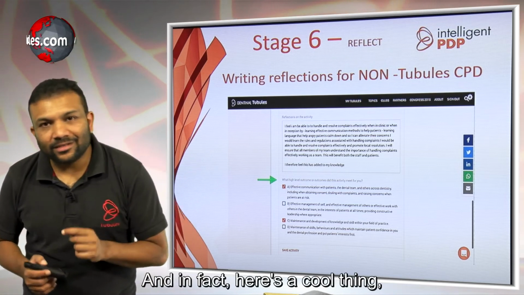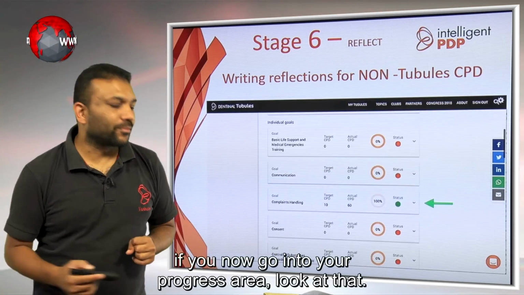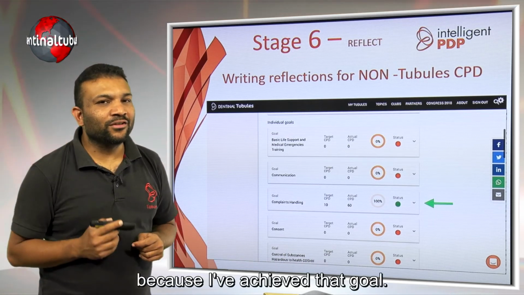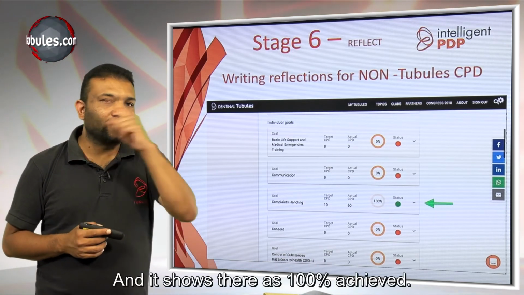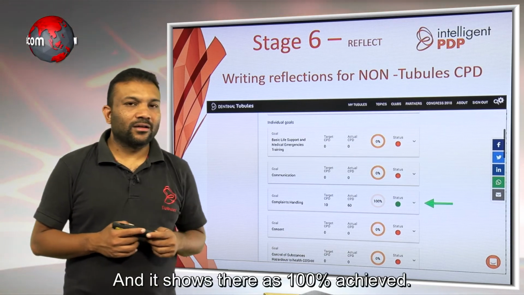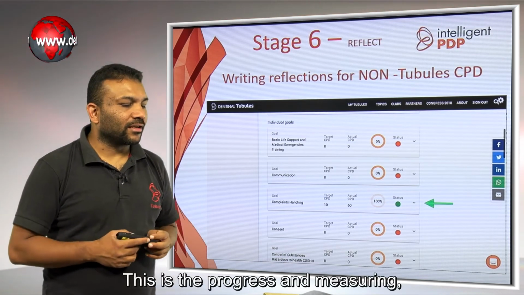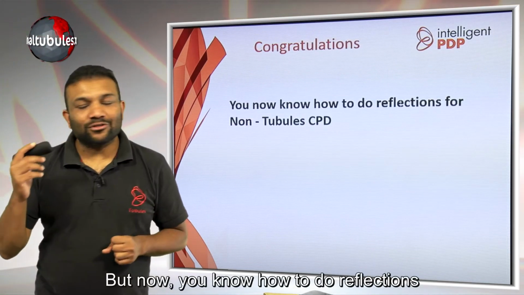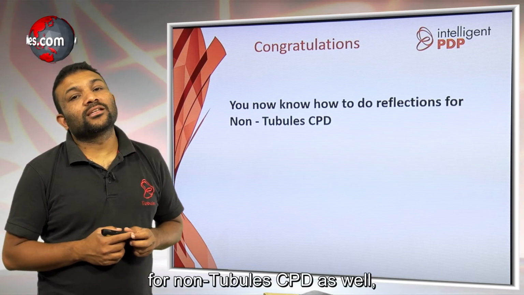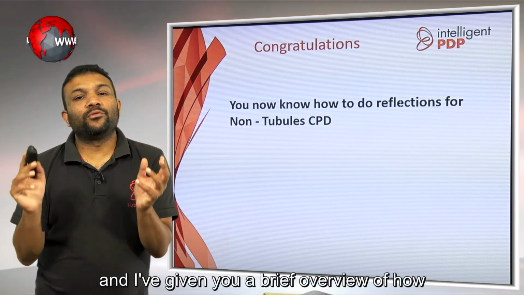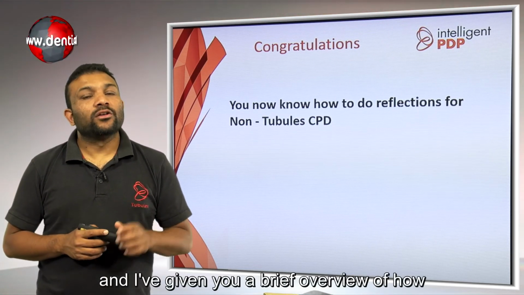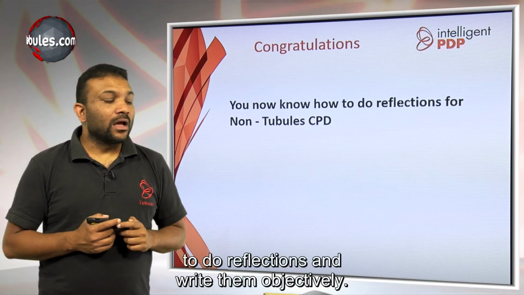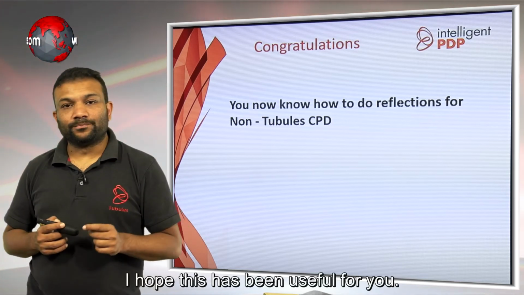And in fact, here's the cool thing. If you now go into your progress area, look at that. My traffic lights turned green because I've achieved that goal. And it shows there as 100% achieved. This is the progress and measuring, which I'll talk about in the next section. But now, you know how to do reflections for non-tubule CPD as well. And I've given you a brief overview of how to do reflections and write them objectively. I hope this has been useful for you.